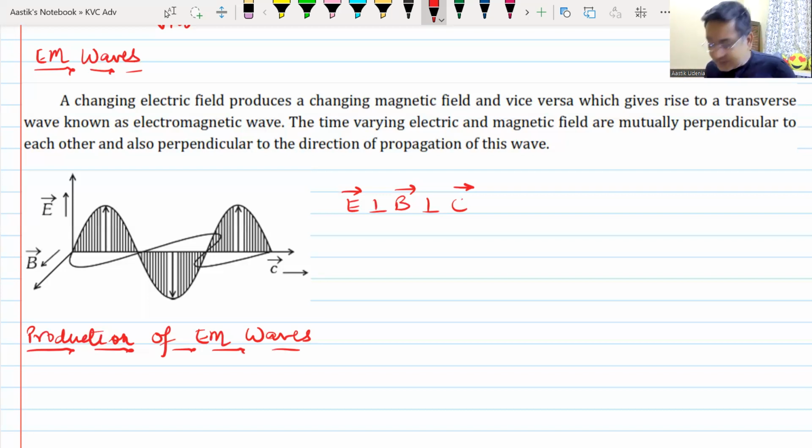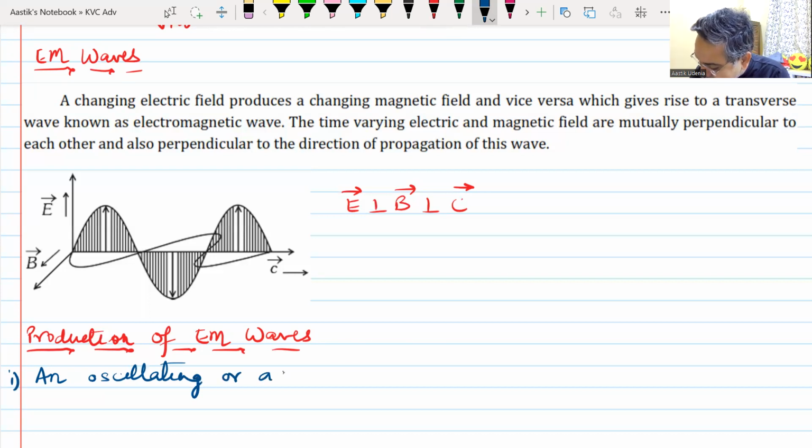These are the EM waves. How do you produce EM waves? Number one, an oscillating or accelerating charge will produce EM waves.